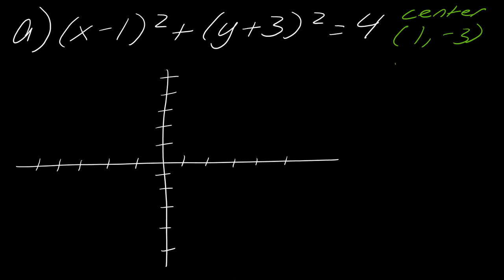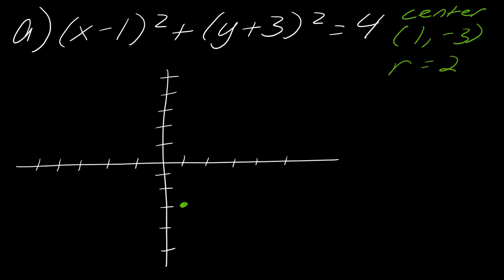And then the r, so remember, this is r squared. So if I take the square root of 4, my r will be equal to 2. Okay, so what I need to do is graph (1, −3). So (1, −3), bada bing. And then I want to plot a couple points around it to signify the radius so that when I draw it, I have kind of a guideline.